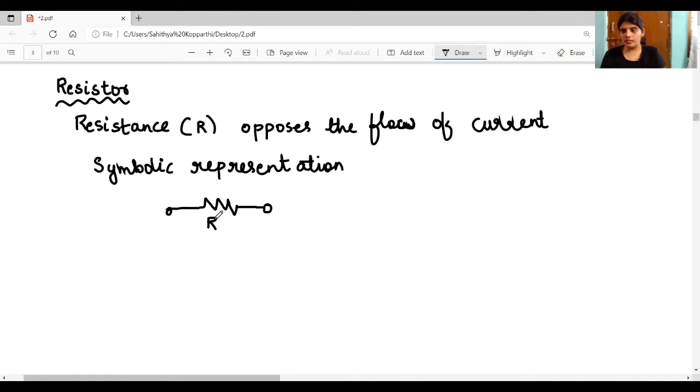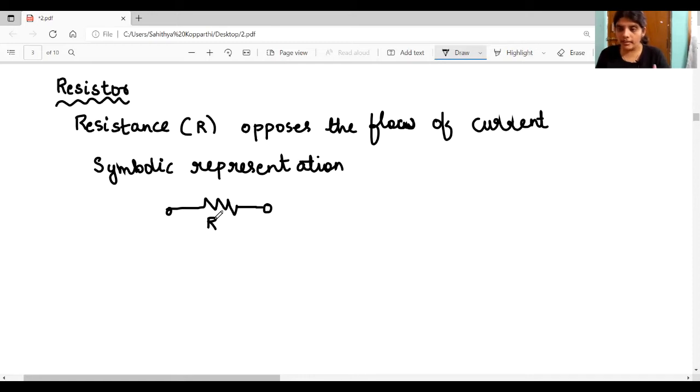Okay. So resistor is also a two-terminal element. You can compare a resistor to a speed breaker. Whenever you're going on a road and you come across a speed breaker, you slow down your vehicle speed. So why does this resistance oppose the flow of current?